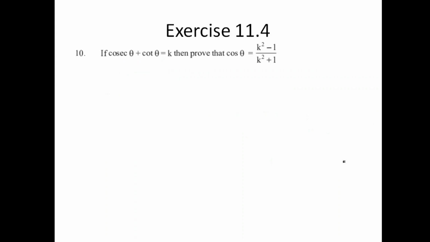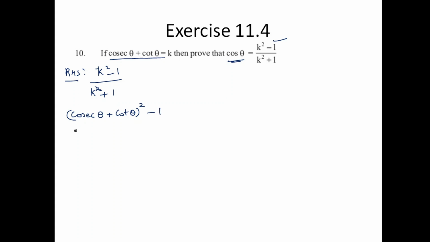So let us look at the next sum over here. So how do we solve the next sum? He says that prove that this is equal to the right hand side. Okay, I'm taking the RHS only. Let me take the RHS. RHS is your A square minus 1 by A square plus 1, isn't it? So I'm substituting the value of A, which is given over here. Now when I'm substituting it, I'm getting cosecant theta plus cot theta to the whole square minus 1 by cosecant theta plus cot theta to the whole square plus 1, isn't it?